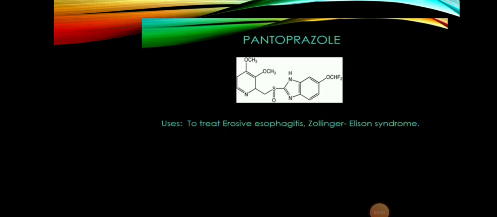Pantoprazole. Pantoprazole also contains benzimidazole as a basic nucleus. It also contains pyridine as the other basic nucleus. The pyridine carries methoxy groups. Between the benzimidazole and pyridine, the bridge CH2SO is present, and on the benzimidazole OCHF2 is present.